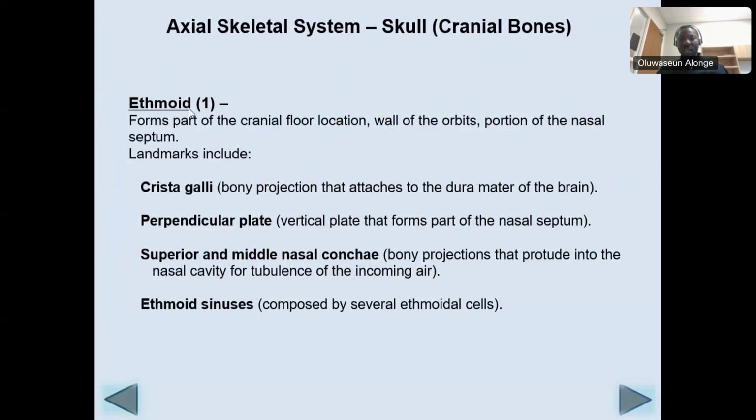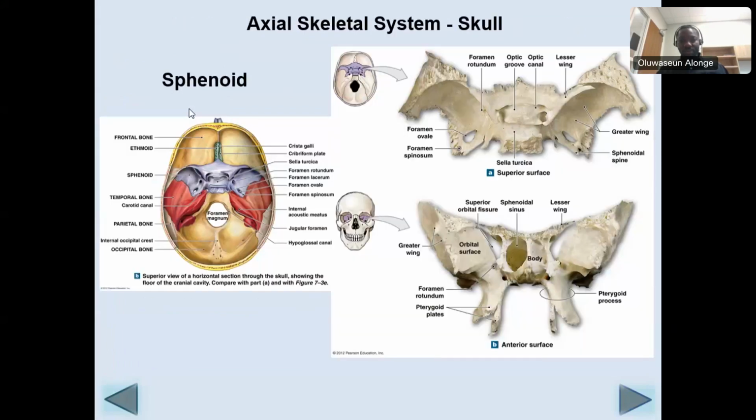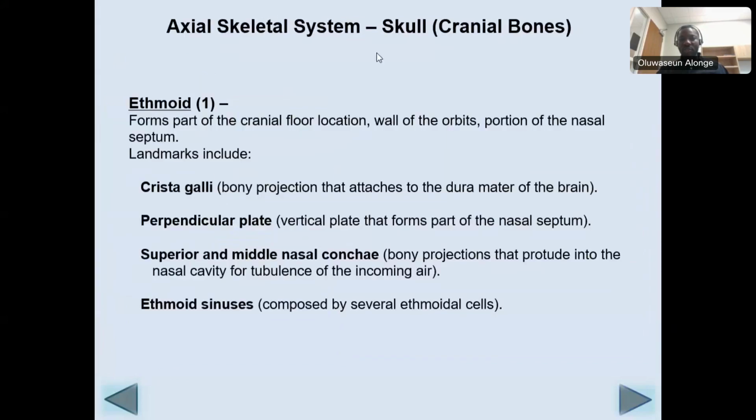Bone, you see the ethmoid bone is right there, somewhere around your nose area. The major thing you see about it is that it forms the cranial floor and the medial wall of the orbit. You see that portion of the nasal septum. The nasal septum is what divides the nose into the nostrils, into two, right?